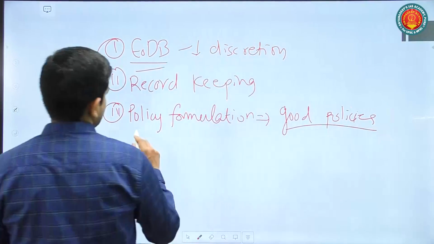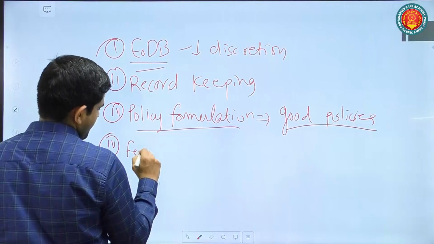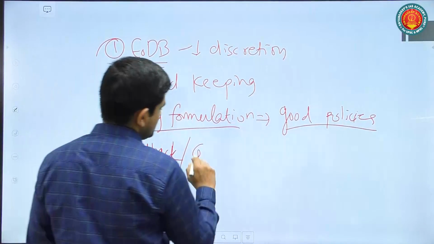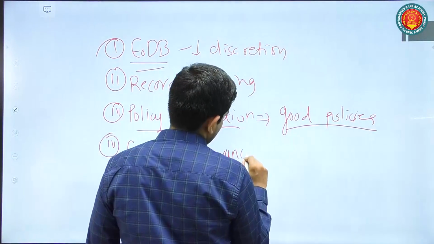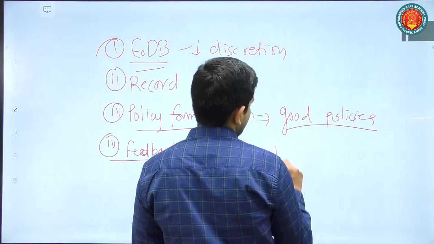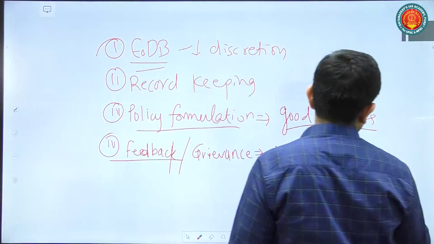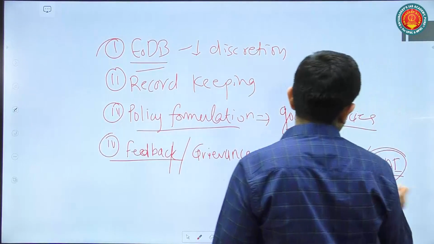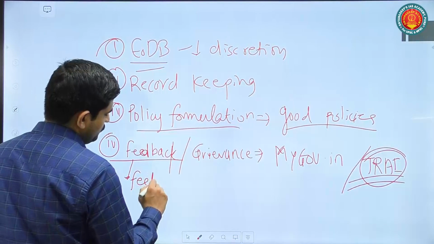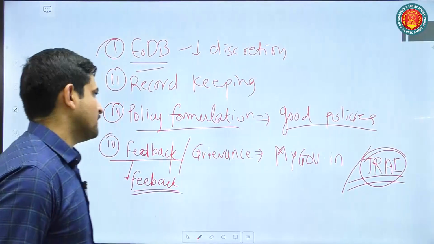Then again, you can also say that citizens can easily give feedback. The feedback system can be improved, as well as the grievance redressal system for citizens, through e-governance, and hence the quality of service delivery can also be improved. You can give an example here of mygov.in, or for example TRAI, the Telecom Regulatory Authority of India, is taking feedback from people with respect to new policies that they are bringing. So that you can also mention as a part of your answer.